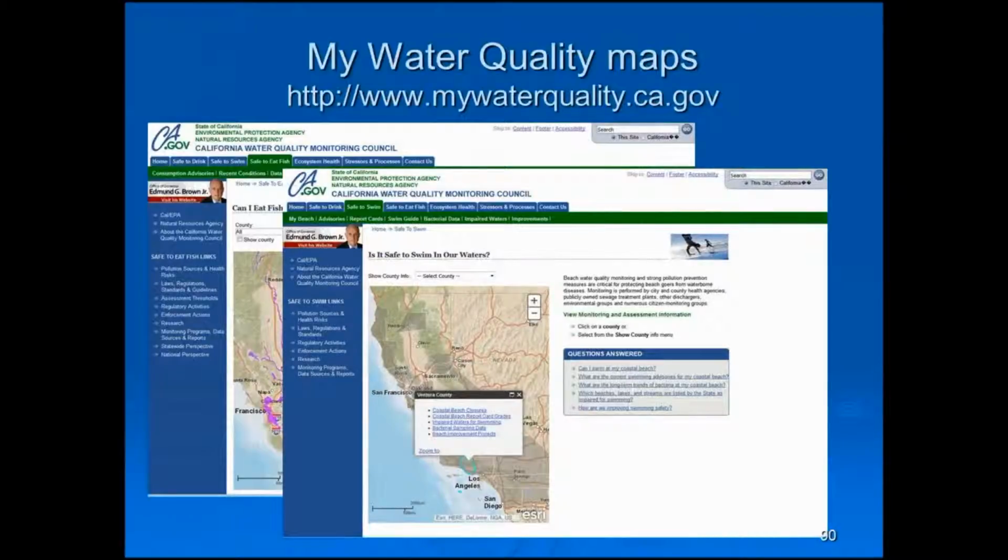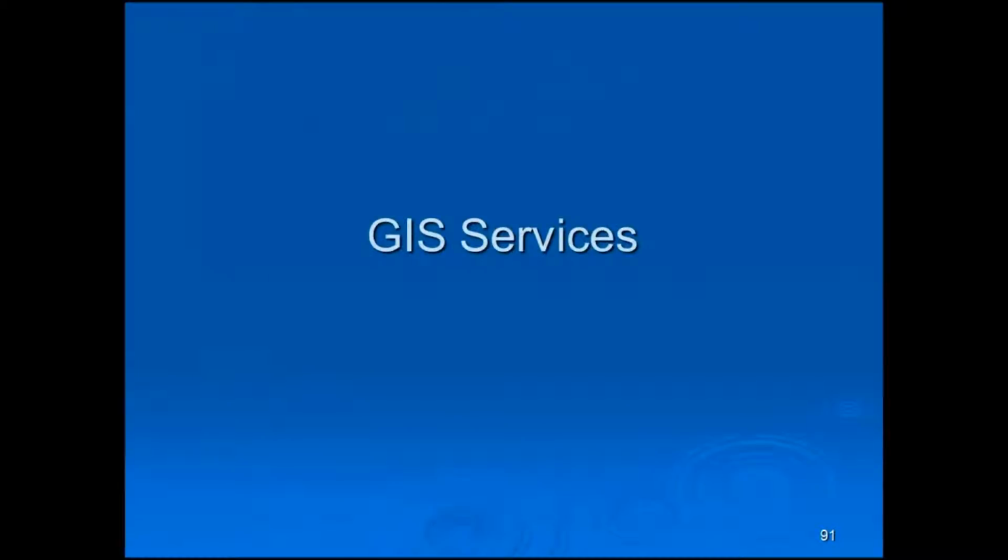And these maps are also dynamic, and they allow you to navigate around the state and click to learn more about beach closures, fish consumption advisories, beneficial use impairments, and that sort of water quality related information.